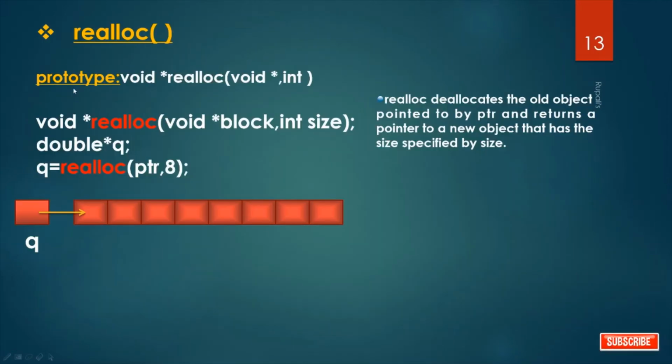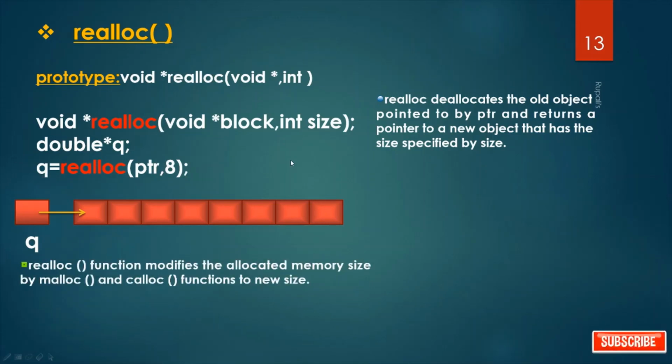Now the realloc function. The prototype of the realloc function is void star realloc, void star, then int. Actually the realloc function deallocates the old object pointed to by ptr and returns a pointer to a new object that has the size specified by size. So realloc deallocates the old object that was pointed to by ptr and returns a pointer to a new object, and the size is specified here.